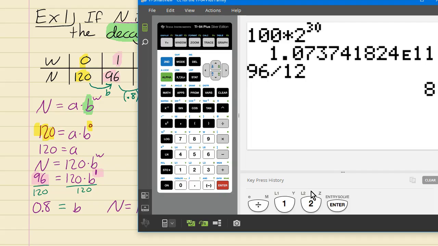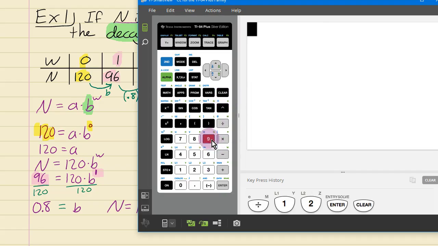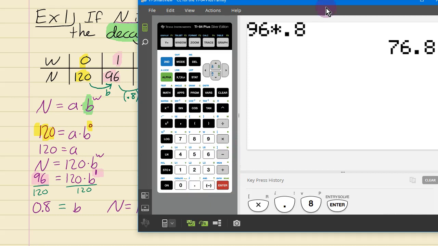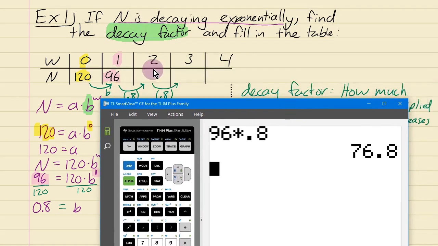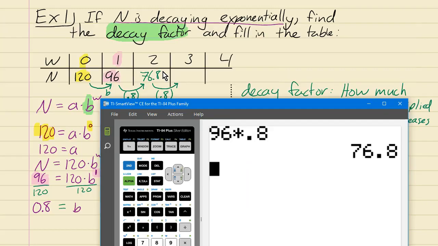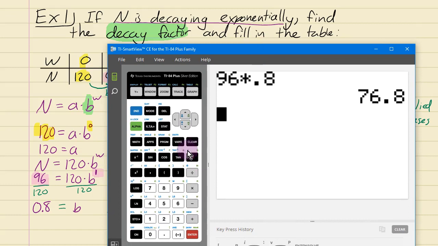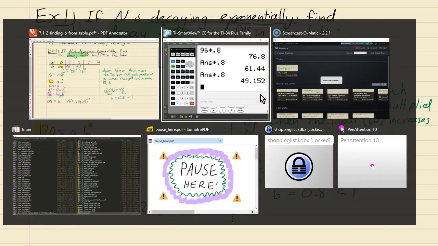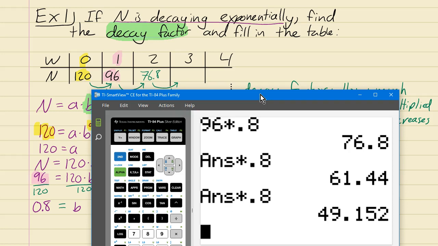So if you take your calculator, we can do 96 times 0.8. That will be 76.8. You could also do that times 0.8 again to get the next one, and you get 61.44, and then that times 0.8 again to get the last one we need for the table. And that will be 49.152.